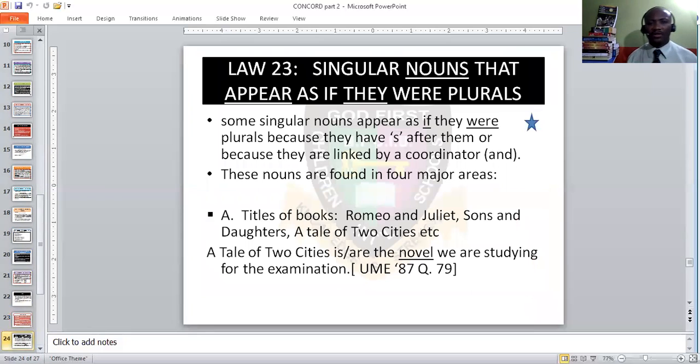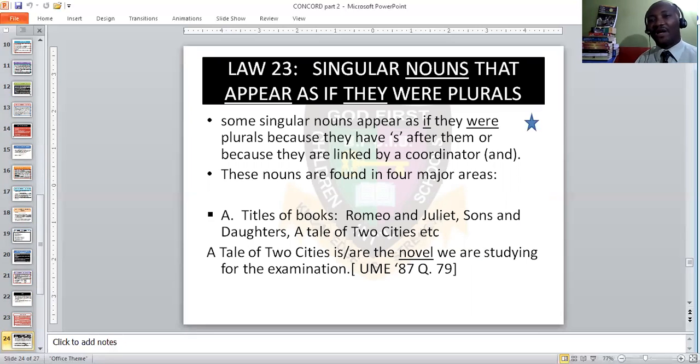Now we have Law 23: singular nouns that appear as if they were plural. Remember, we said we're going down to this level. Some singular nouns appear as if they were plurals because they have an S after them, or because they are linked by a coordinator, and people think that they are plurals, but they are singular.